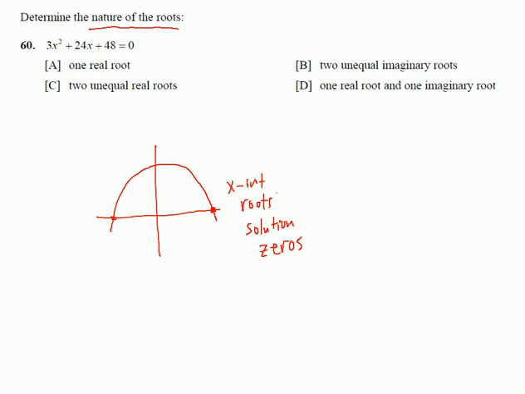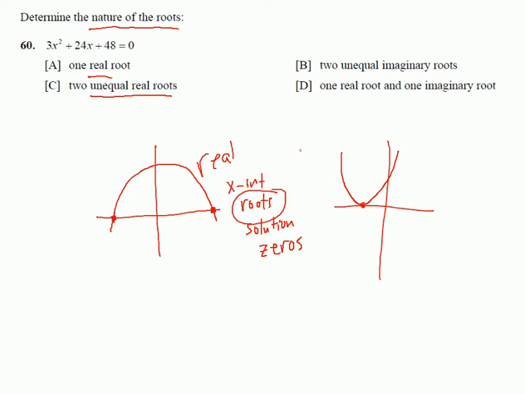So we're interested in the nature of the roots. Well, these are what we would call two unique real roots, meaning they cross the x-axis at real locations. If you have a parabola that comes down and hits it in one place like this, that is called one real root. Okay, so you've got one real root, two unequal real roots. That just means there are two specific real roots.